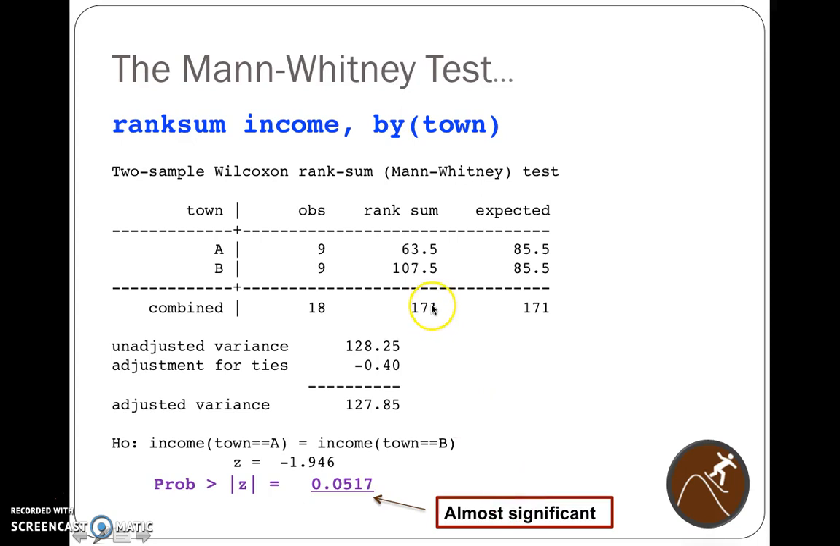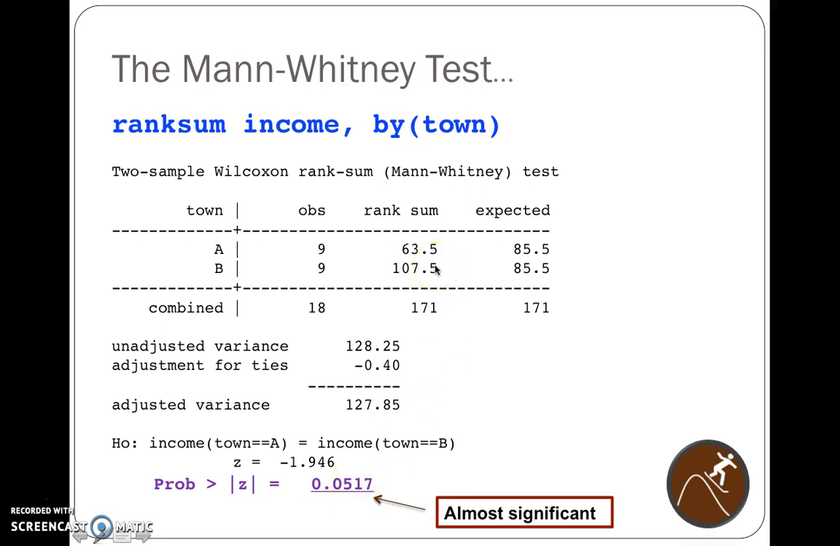So it's saying that the rank sum that we observed here for town A of 63.5 is almost different than the rank sum of 107.5. It's saying that town B is not statistically different from town A. It's 0.05, but boy, it's awfully close. If I would go back and tweak the numbers just a little bit and add a little more income to a couple of the families or one of the families in town B, maybe just the one or maybe two, to change these ranks just a little bit, we might make that significant.